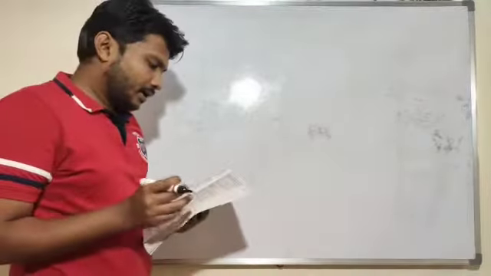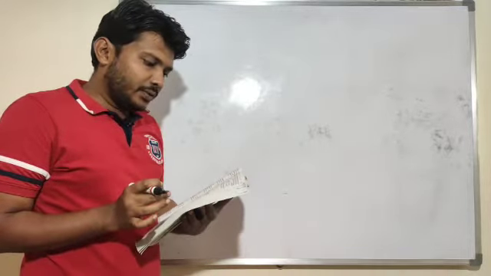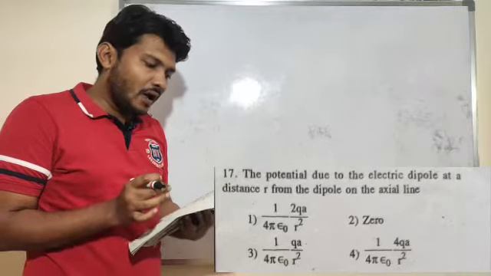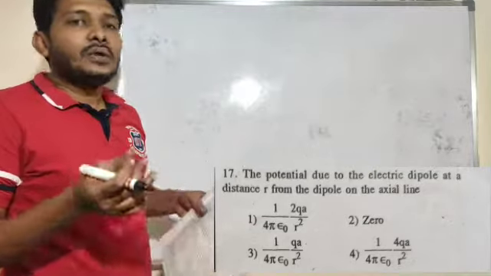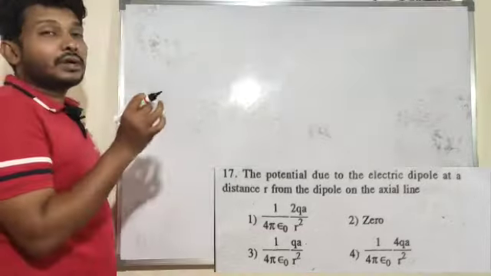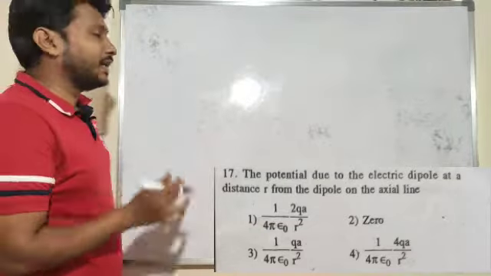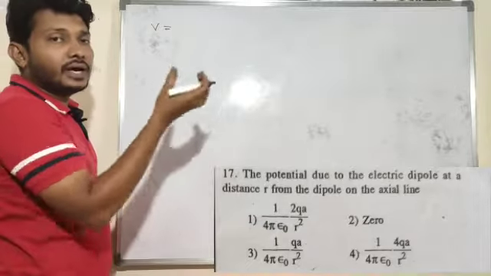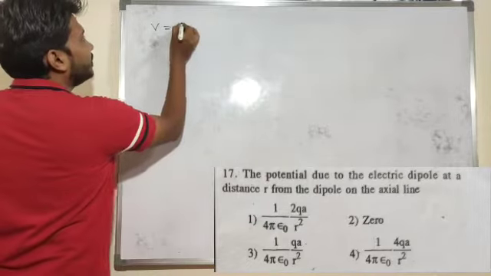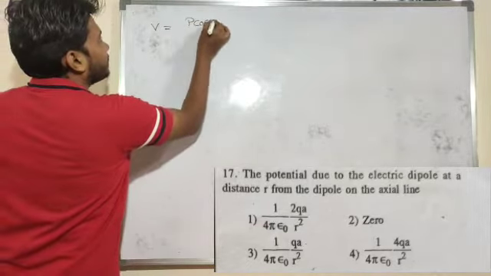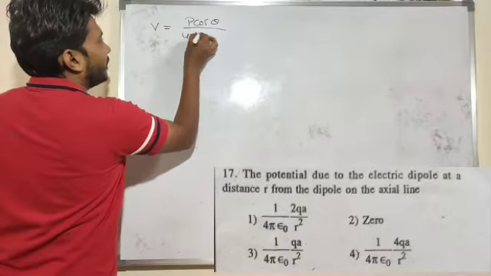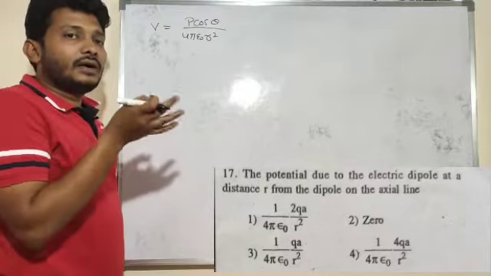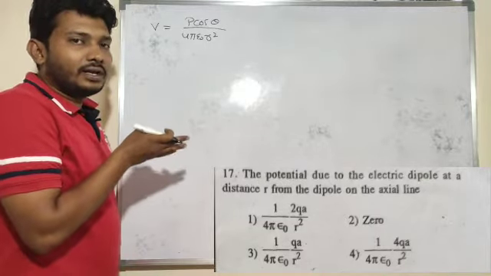The potential due to the electric dipole at a distance r from the dipole on axial line is, so they asked to determine what is the potential in case of an axial line. What will be the equation for electrostatic potential due to a dipole at any point? So that is P cos theta divided by 4 pi epsilon naught r square. Hope you remember this equation. We derived that expression in previous videos.